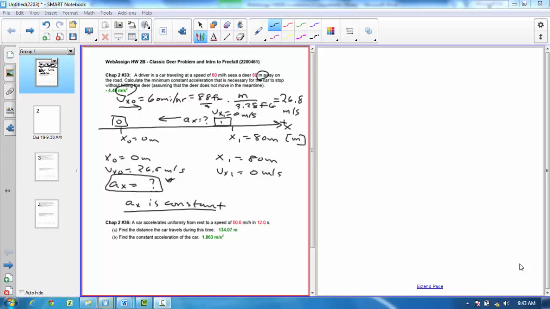So we need to find acceleration. What equation should we use? We could always use equations 5 and 6, because that would not only give us the acceleration, that would also give us the time it takes to stop. They don't care about the time. So if they don't care about the time, I'd sort of default to equation 8 and see if that works. Would that work for us?